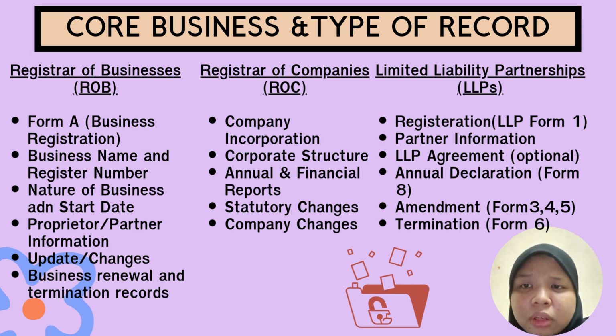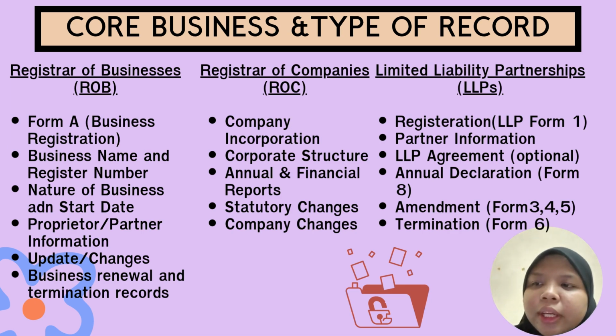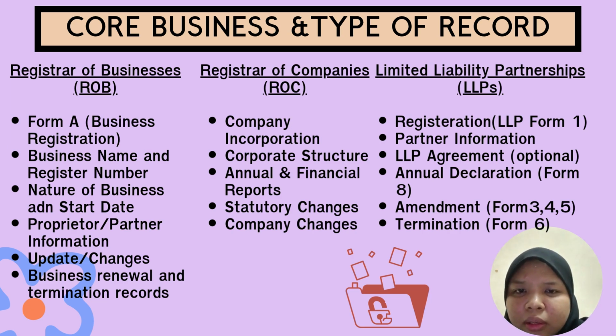For the Registry of Company, the information collected is the company incorporation, which is the information about the company, and then the corporate structure, which is the information about the directors, shareholders, and the company secretary, including their information, and then the annual returns, which are the financial reports, and also the statutory changes, such as a change in directorship or restructuring efforts, and the last one is the documents related to company changes. This is to ensure transparency and accountability in corporate governance.